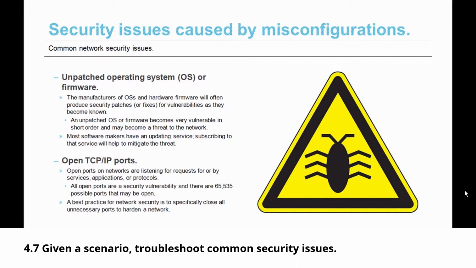Unpatched operating system or firmware will become a major security issue quickly. The manufacturer of operating systems and hardware firmware will often produce security patches or fixes for vulnerabilities as they become known. An unpatched OS or firmware becomes very vulnerable in short order and may become a threat to the network. Most software makers have an updating service. Subscribing to that service will help to mitigate the threat.